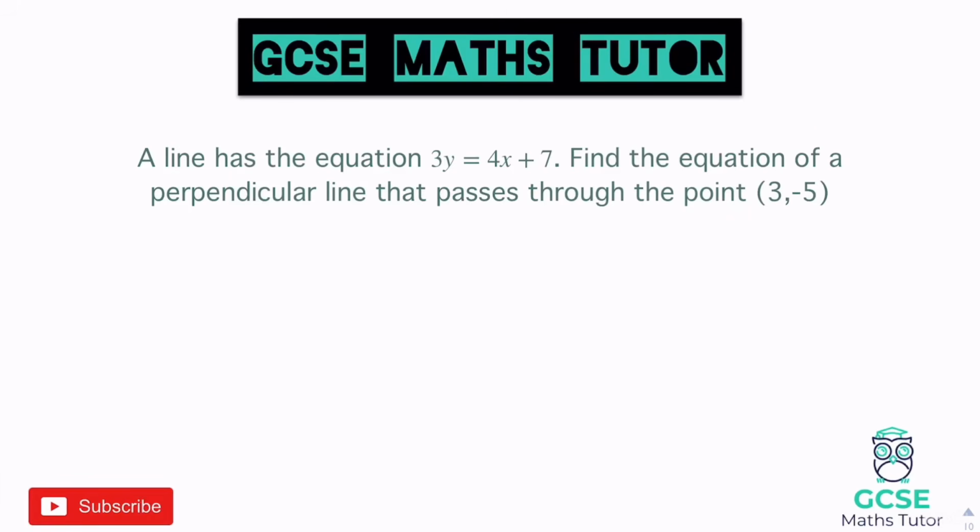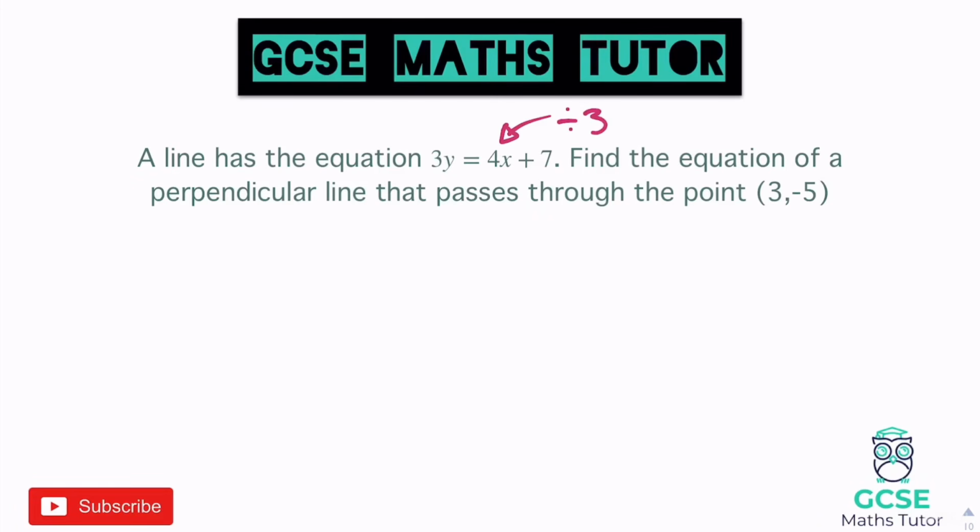Okay, so hopefully you've had a go at that question there. Let's have a look. It says, here's the line equation. Find the equation of a perpendicular line that passes through the point 3, negative 5. So we've got the line up here, 3y equals 4x plus 7. So we're going to have to get that in the form y equals. So let's divide everything by 3. Okay, so that's the first step.